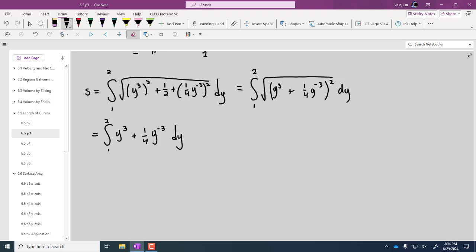Can we integrate with the power rule? Y to the 4/4. Okay. We add 1 to this exponent, we get -2. So we get y to the -2. We divide by -2, giving -1/8.